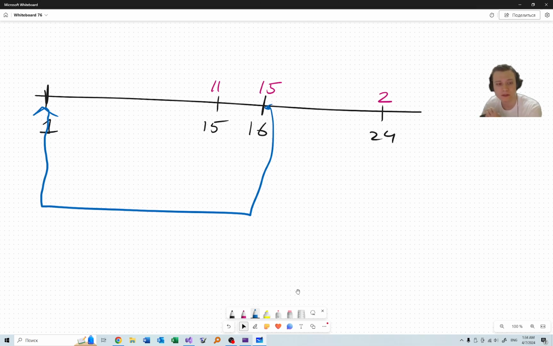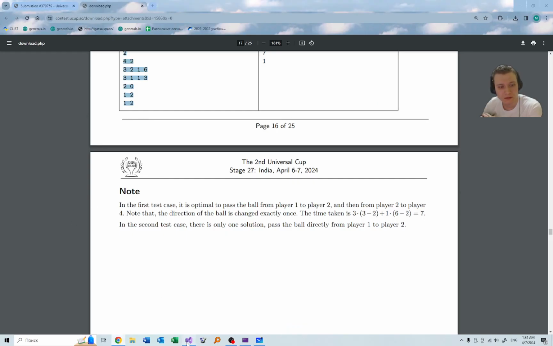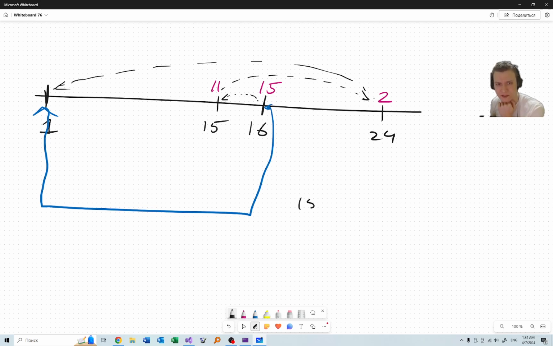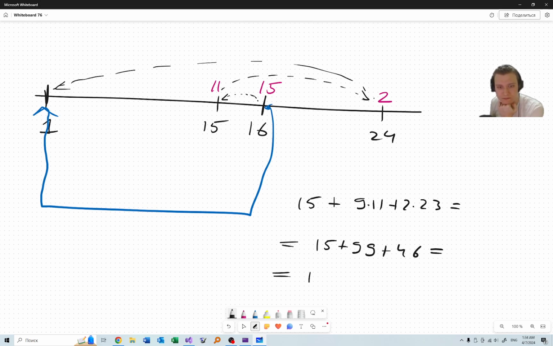Okay, I see. Actually, maybe the fastest way is to go like this, then like this, and then like this. And the answer will be 15 plus 9 times 11 plus 2 times 23, which is equal to 160.